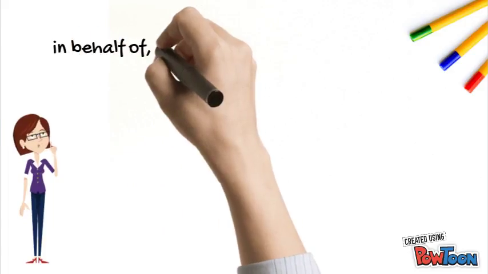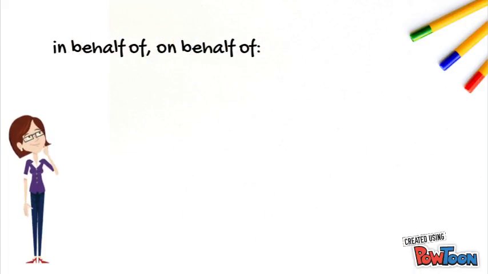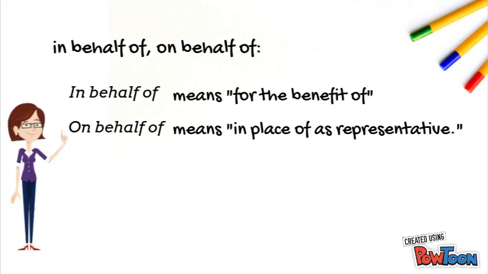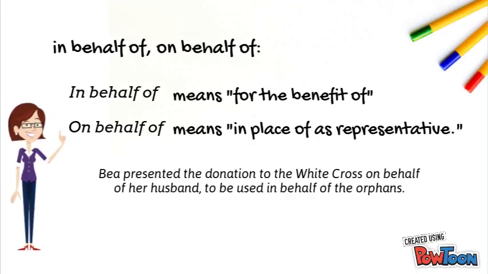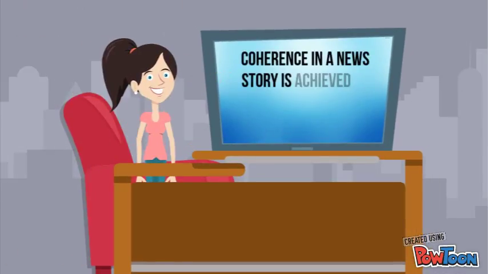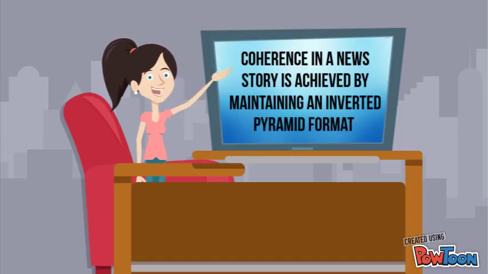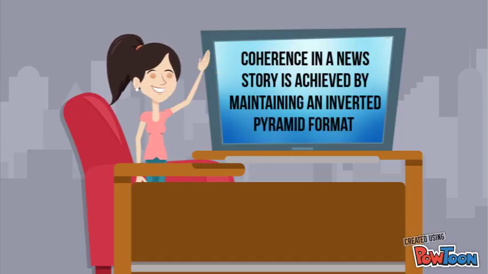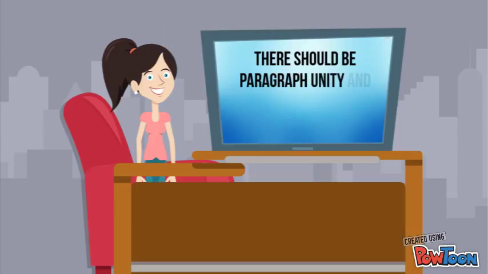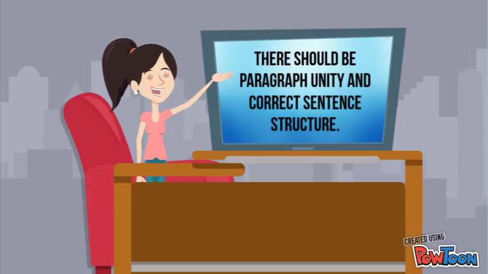In behalf of and on behalf of. In behalf of means for the benefit of, while on behalf of means in place of or as representative. For example, coherence in a news story is achieved by maintaining an inverted pyramid format. There should be paragraph unity and a correct sentence structure.